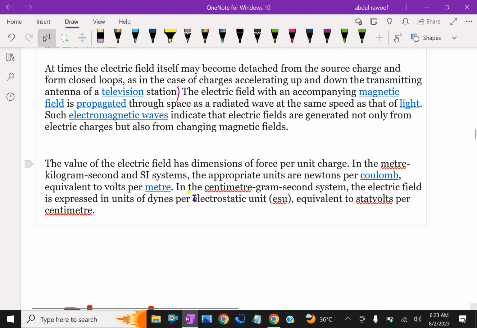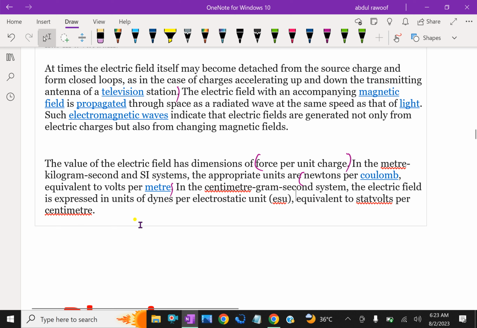The electric field has the dimension of force per unit charge. In the meter-kilogram-second SI system, the appropriate units are newtons per coulomb, equivalent to volts per meter. In the centimeter-gram-second system, the electric field is expressed in units of dynes per electrostatic unit, ESU, equivalent to statvolts per centimeter.